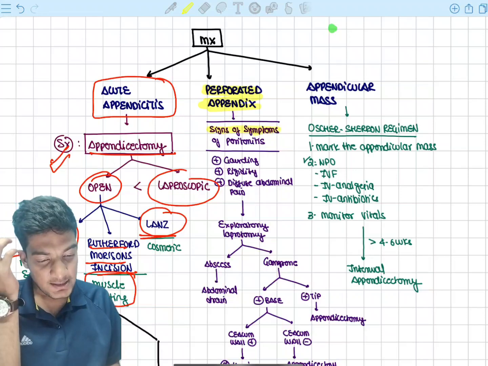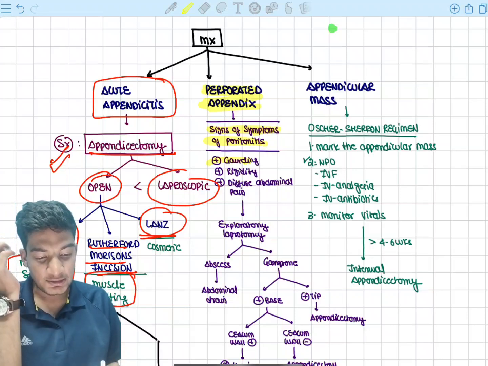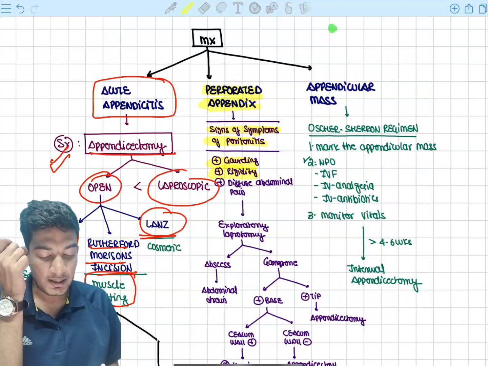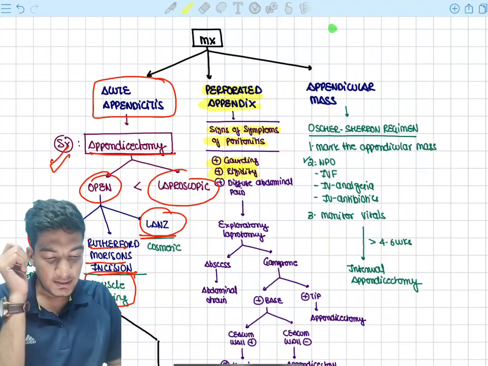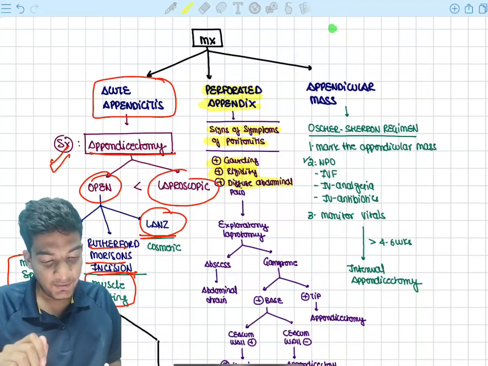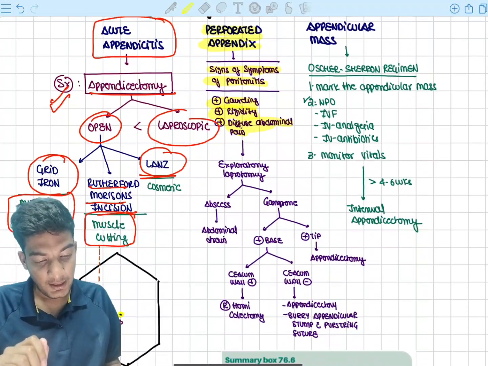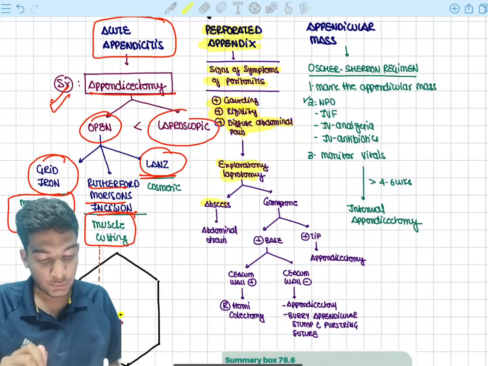Perforated appendix. Signs and symptoms of peritonitis, which are guarding of muscles, rigidity, and diffuse abdominal pain, will lead to the approach of exploratory laparotomy.